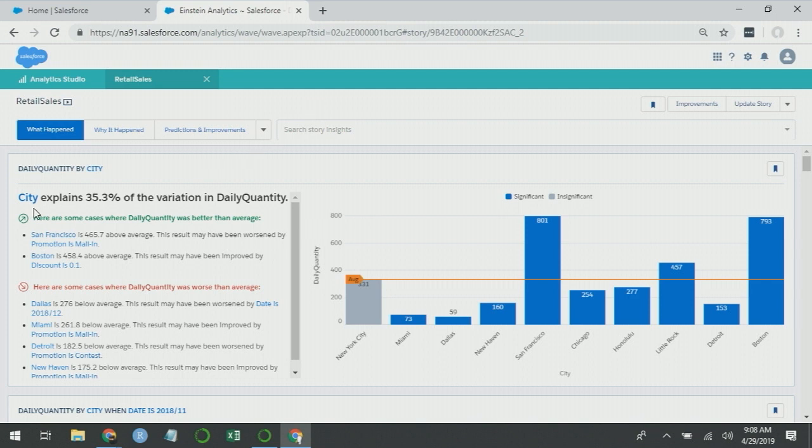You'll see here that city explains 35.3% of the variation in daily quantity. 35.3% is an R-squared value, and that's why city is coming up first. It has the highest R-squared value. So let's talk about what R-squared is.